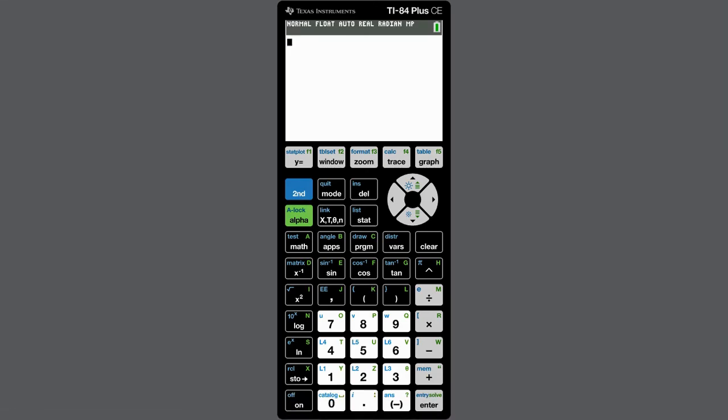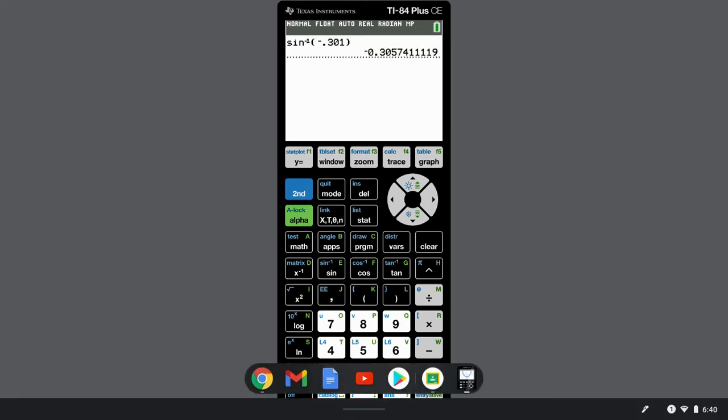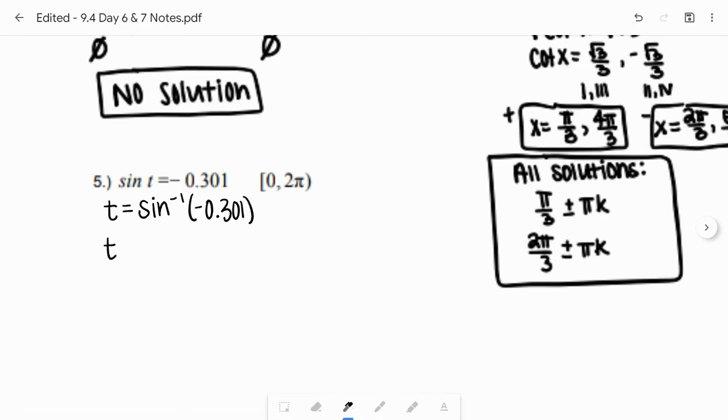So please make sure that the mode is radians. So then we can go ahead and hit second, sine, negative 0.301, and we end up with negative 0.306. So t is equal to negative 0.306. So sine is negative when we are in quadrants 3 and quadrant 4.